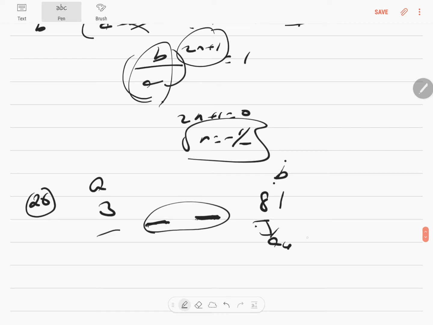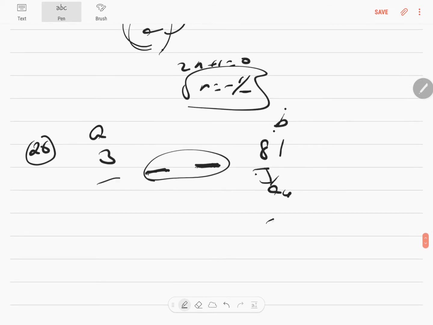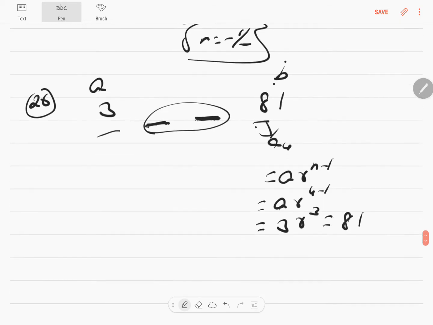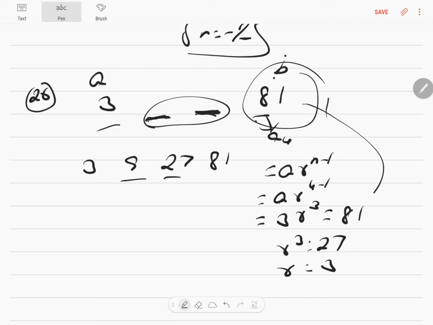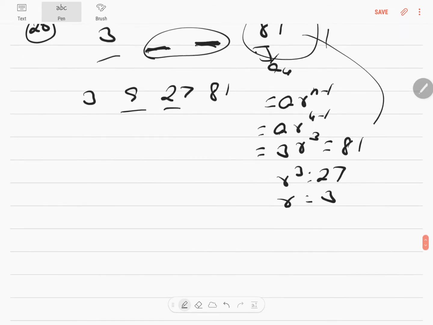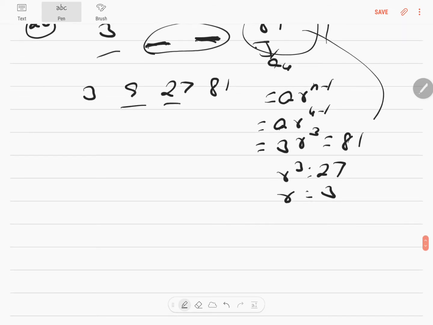This is the fourth term, A4, which in a GP is AR to the power n minus 1, which is AR to the power 4 minus 1, where A itself is 3, so R cube is 81. It is given. So R cube is equal to 27, thus R is equal to 3. So it's a GP: 3 3s are 9, 9 3s are 27, 27 3s are 81, thus we have inserted two numbers. You should know two numbers are inserted, the total terms is 4 terms. So AR to the power 4 minus 1 is the last term. So that's the next sum.